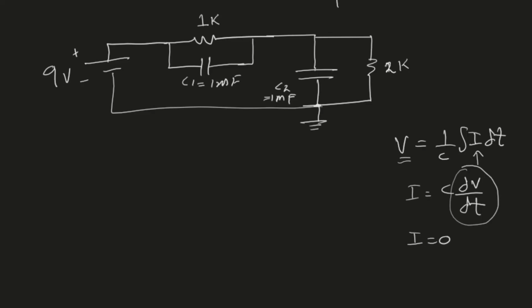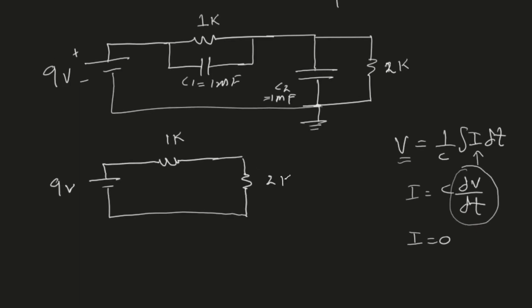So now let's reconstruct this circuit with the two capacitors being open. If both of the capacitors are open, then my circuit would be very simple. I will have 9 volt, a 1 kilo ohm resistor and a 2 kilo ohm resistor.